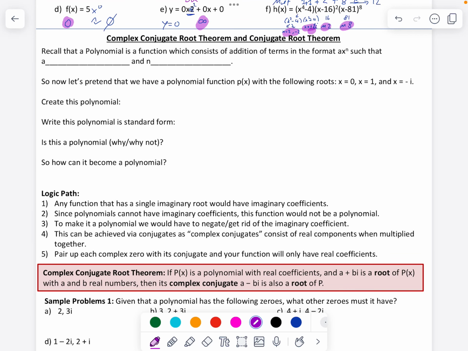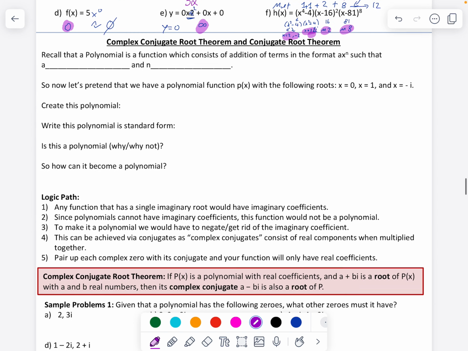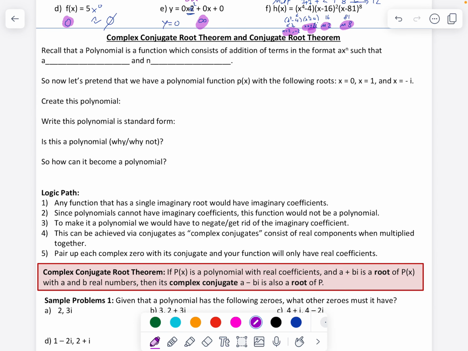So now that you covered the fundamental theorem of algebra, which states that the number of roots will always equal the degree, and there are no more roots than that, and not fewer roots than that, we're now going to make a couple of conjunctions or corollaries to this. So think about it this way.